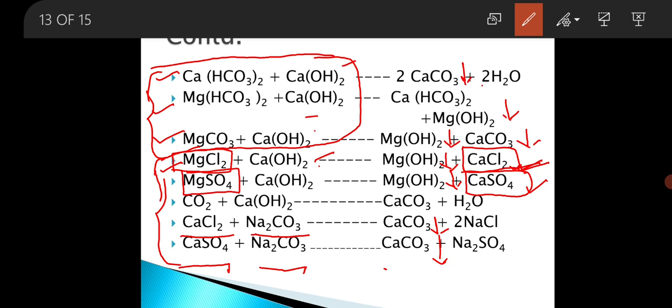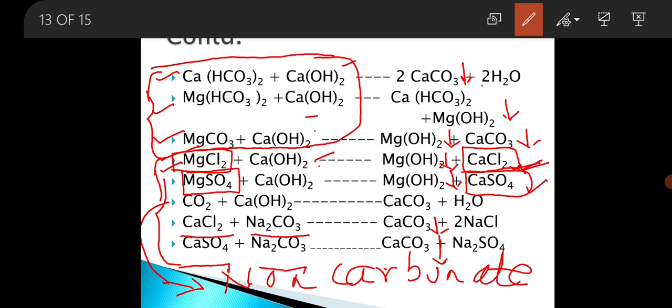And when lime reacts with non-carbonate hardness of magnesium, it will form non-carbonate hardness of calcium. See here, these are the non-carbonate hardness, that means permanent hardness. When they react with lime, they will form non-carbonate hardness of calcium. And this non-carbonate hardness of calcium is finally removed by soda ash.